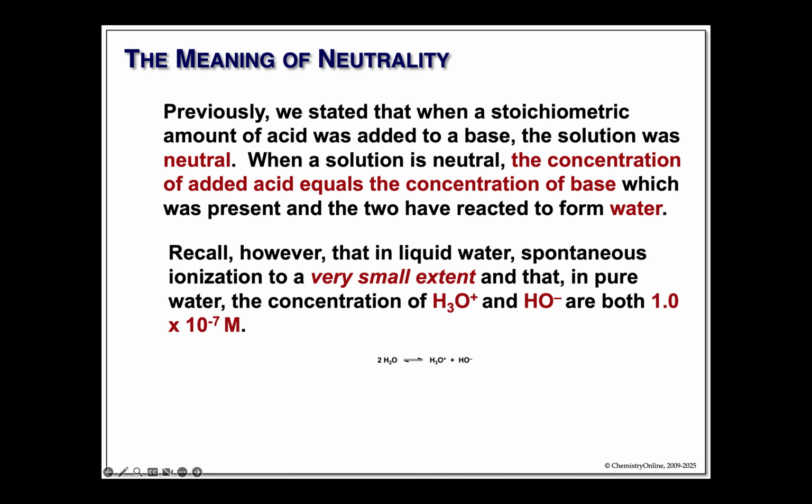All right, this brings us back to neutrality. So, we took a strong acid and a strong base, mixed equimolar amounts, and we got a neutral solution. Remember, neutral solution still means in pure water, we have 1 times 10 to the minus 7 molar hydronium and hydroxide. They're always there.